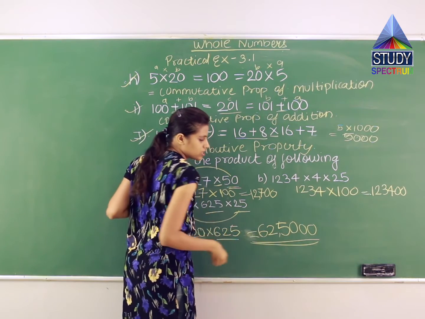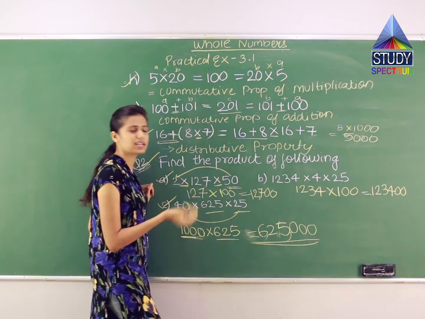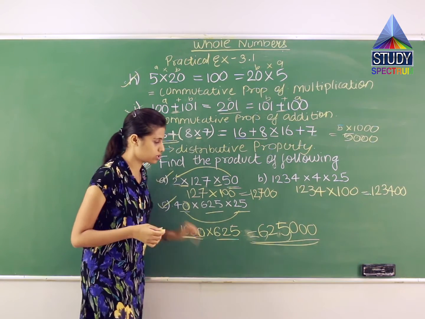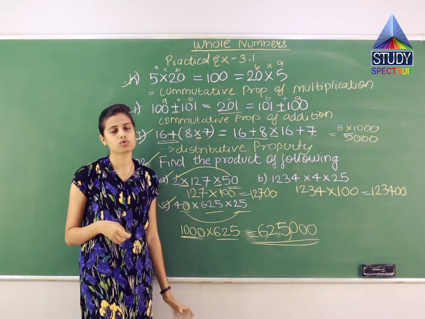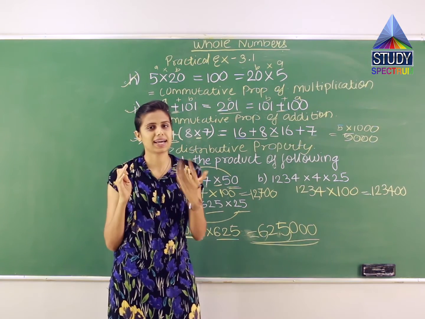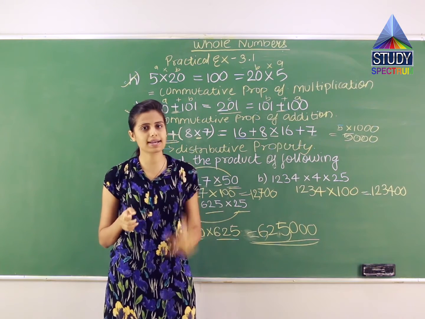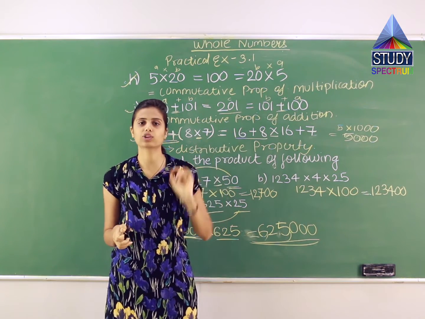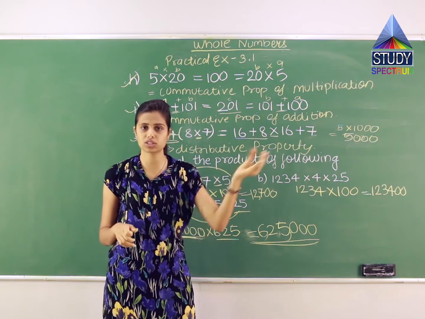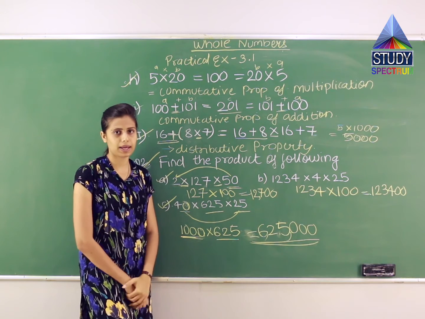That will be what? Something around 6,25,000. So this is how you have to solve. Pair two numbers such that they give me an answer in tens, hundreds, thousands, and the remaining number has to be copied as it is. And if it is 10, then 1 zero, if it is 100, then 2 zeros, whatever number of zeros there are, put them in front. So this is a simple way of multiplying the numbers.